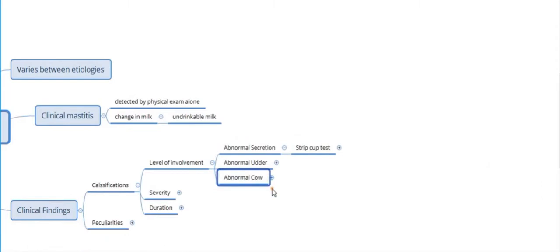So the clinical findings can be at 3 levels. It can be either abnormal milk or abnormal secretion, abnormal udder, or abnormal animal. Based on this you can see how far the disease has progressed or what type of organism is involved, and that will help in further treatment of the animal when it comes to bovine mastitis. So those are the clinical findings, and in the next class we will see how we can diagnose bovine mastitis.